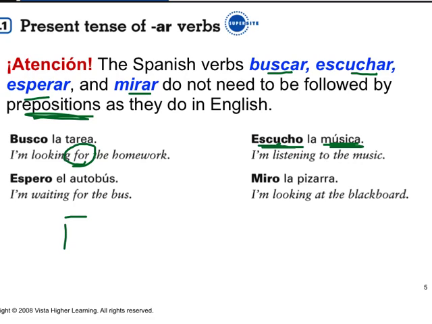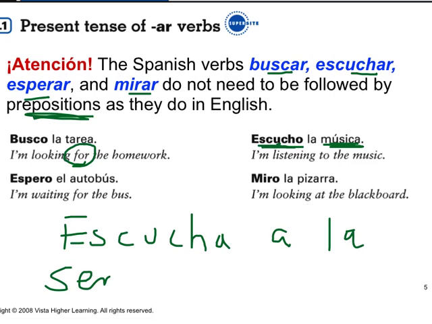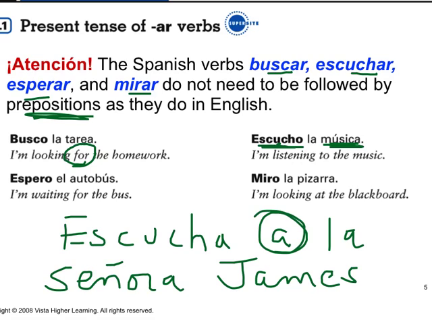However, if it's followed by a person, escucho a la señora James. This preposition right here really is the personal a. That's why you need it. It doesn't mean anything. But please remember, when followed by a thing, you don't need a preposition. Same thing with esperar and mirar. Esperar, to wait for, no need to have for in Spanish. And mirar means to look at, there's no need to have a preposition.